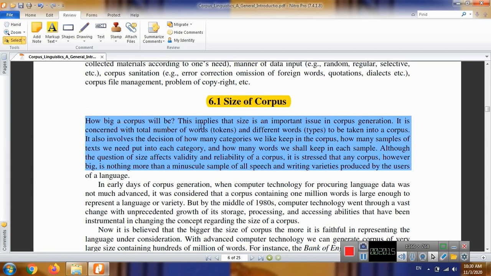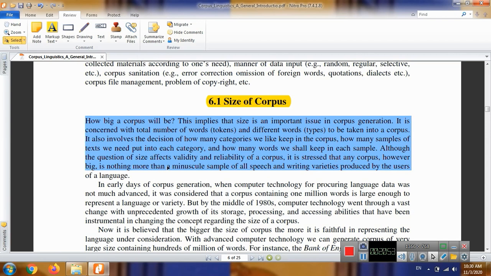How big a corpus will be? This implies that size is an important issue in corpus generation. It is concerned with total number of words taken and different word types to be taken into a corpus. It also involves the decision of how many categories we like to keep in the corpus, how many samples of text we need to put into each category, and how many words we shall keep in each sample.